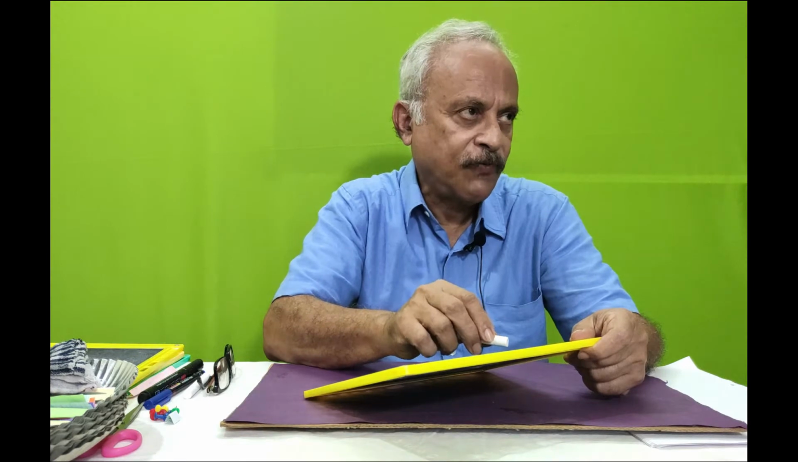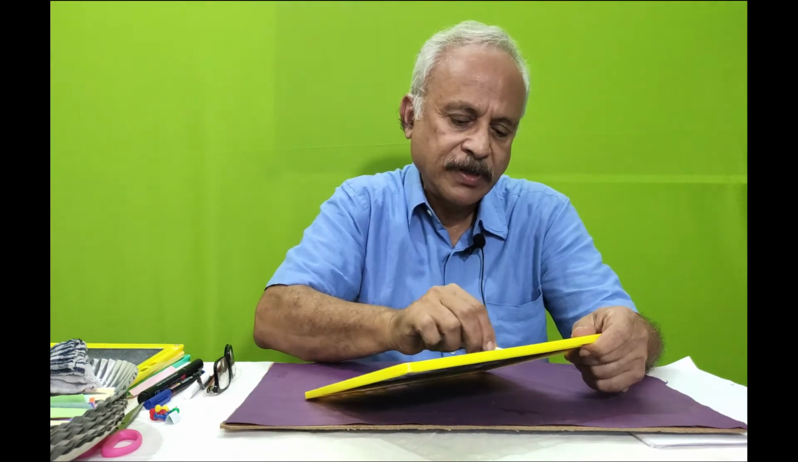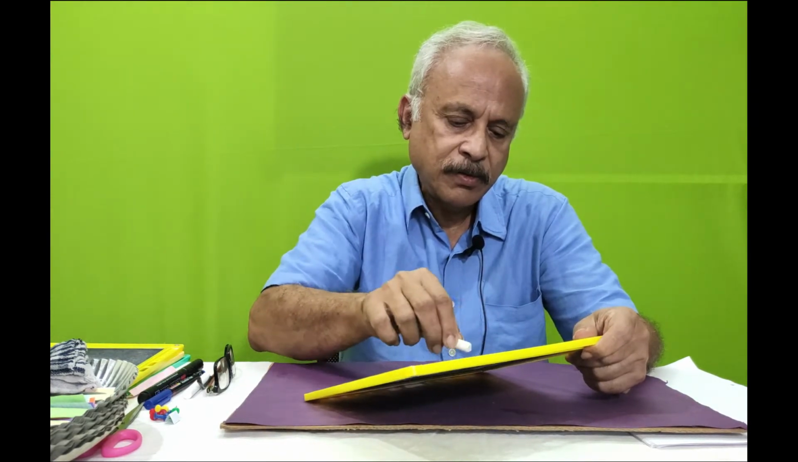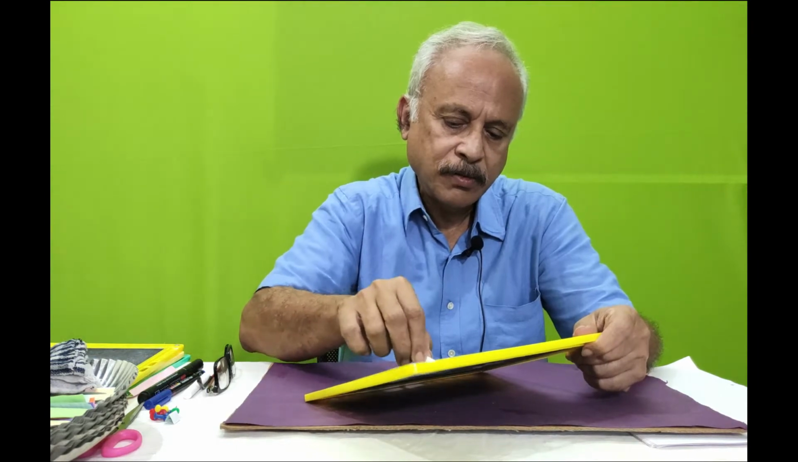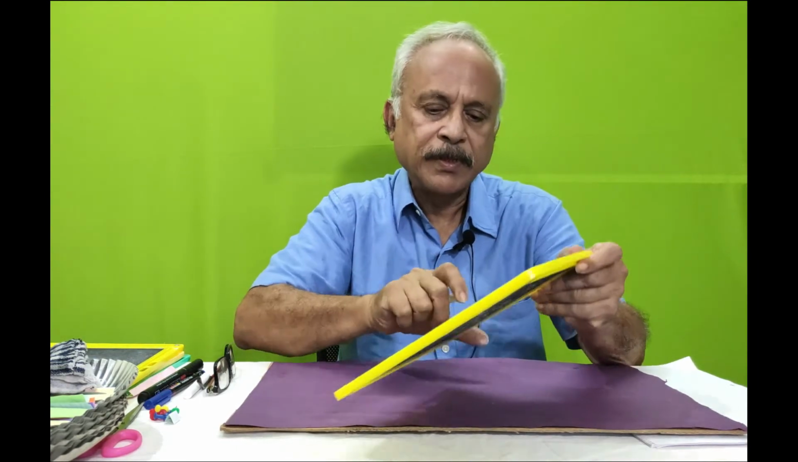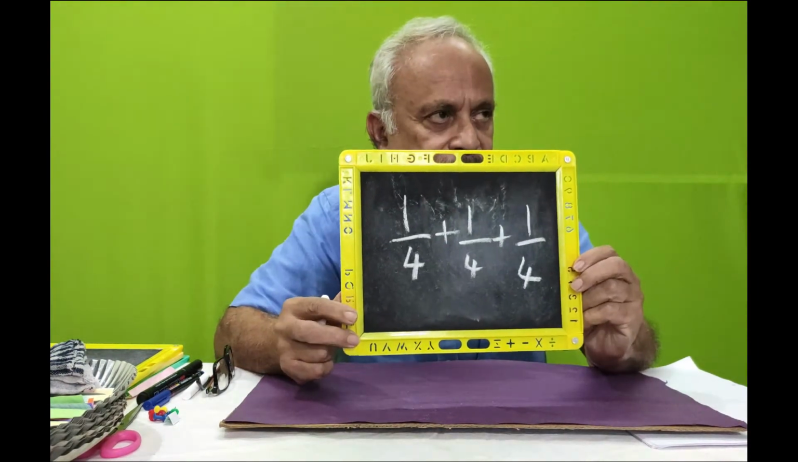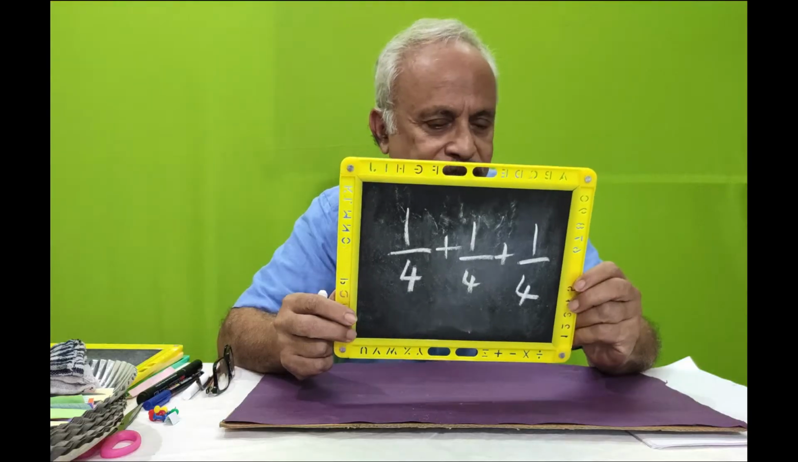Next question to Navnirmiti. What is the short form of this? 3 by 4. 3 by 4. Okay.